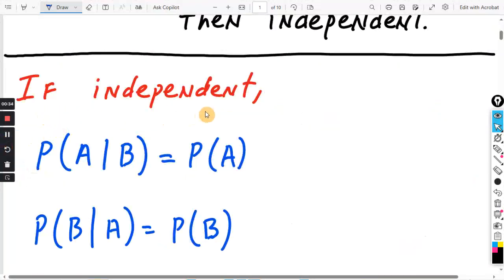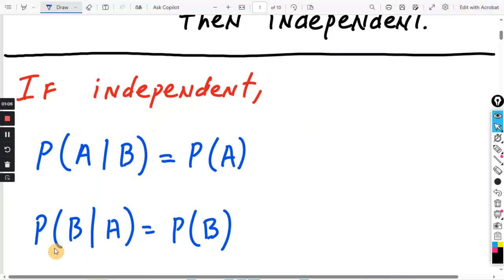Now, if the events are independent, the probability of A given B equals the probability of A. And why is that? Because the events are independent. So even though it's given that B occurred, that has no effect on the probability of A. So if the events are independent, the given B does nothing, and the probability of A given B is just the same as the probability of A.